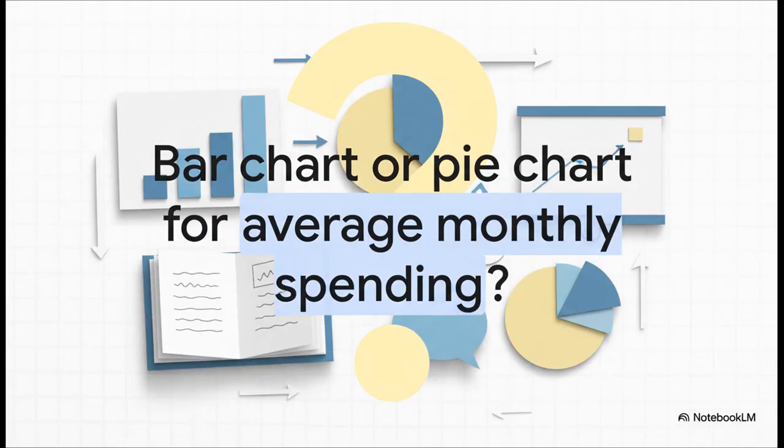Question 2 is basically the same idea, but now we're looking at average monthly spending. We're still comparing specific dollar amounts. $18 versus $62, $23 versus $53. Since it's a direct comparison of numbers between groups, a bar chart is, once again, the right tool for the job.